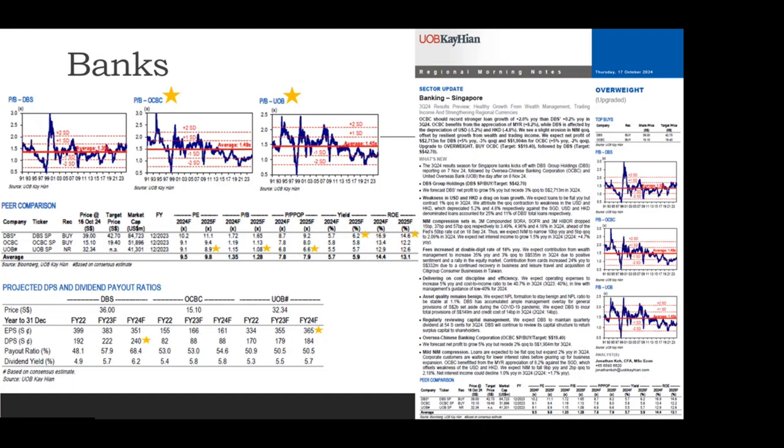OCBC and UOB, because they only give 50%, so I think it looks like there's more room for more dividends, right? Okay. Anyone? Any others? Any suggestions? Other suggestion?